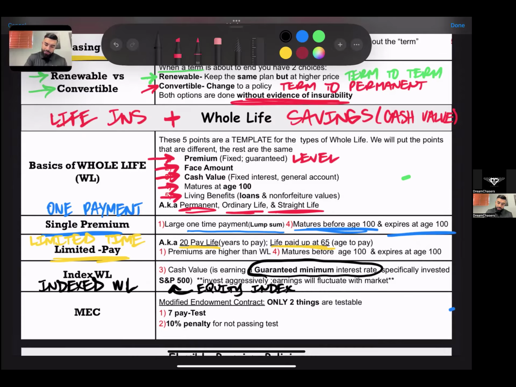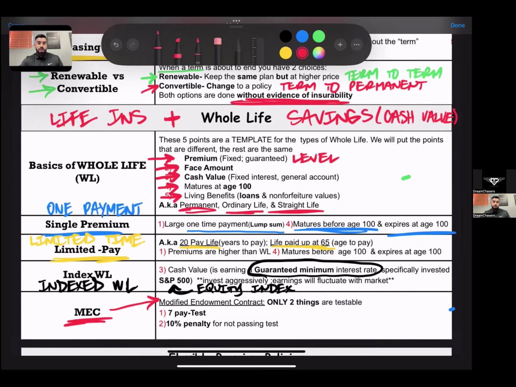Okay, and finishing up here with the different types of whole life policies is what is known as a MEC, and that is an abbreviation for a modified endowment contract. So what a modified endowment contract is a whole life policy. Back in the day, just think of it this way, whole life policies, meaning life insurance with the savings, people would overfund the savings, meaning they would put more money into the savings than they were supposed to have within a certain amount of years.